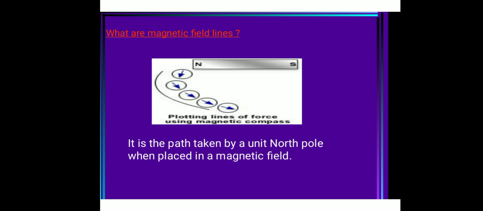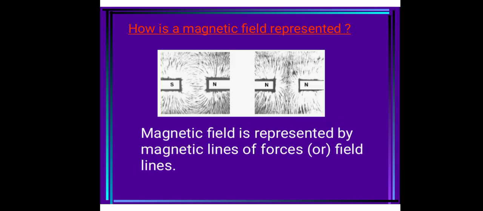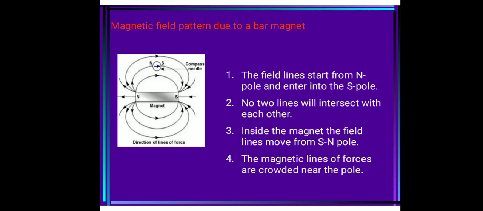So finally, what are magnetic field lines? The magnetic field is represented by the magnetic field lines. And also we can give one more definition: it is an imaginary line or curve, and the tangent drawn at any point gives the direction of the magnetic field at that point. So these are known as the magnetic field lines.